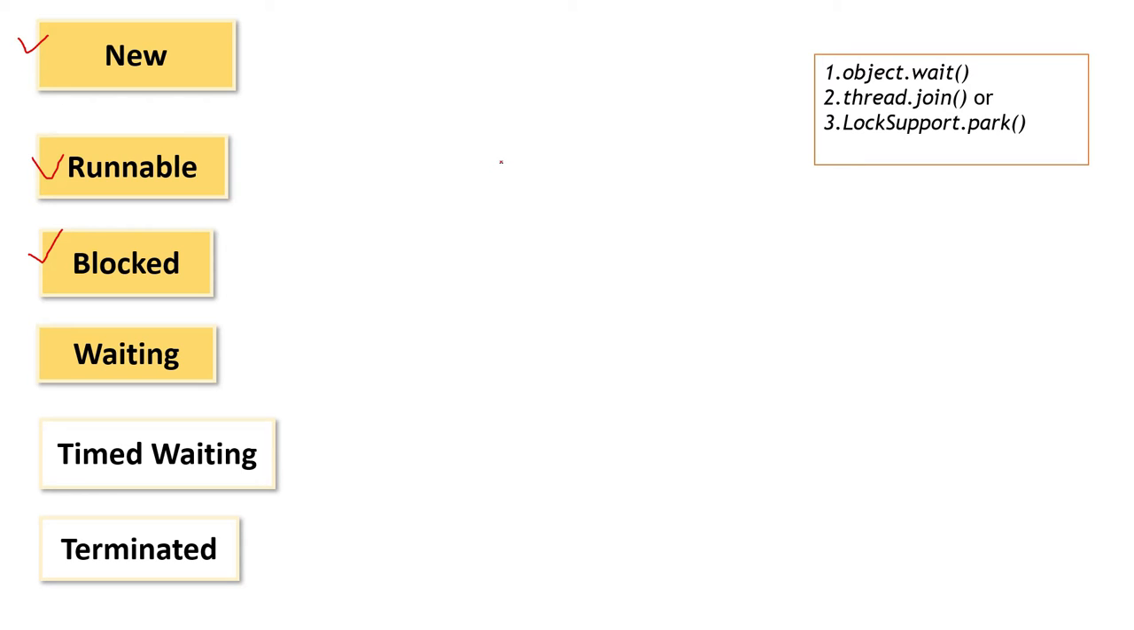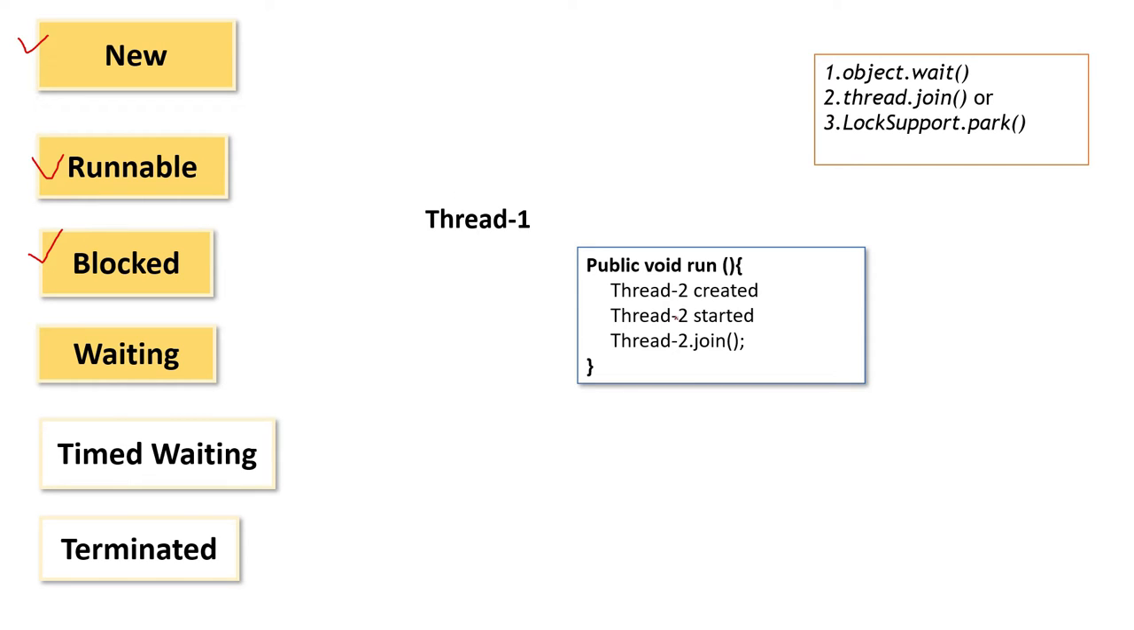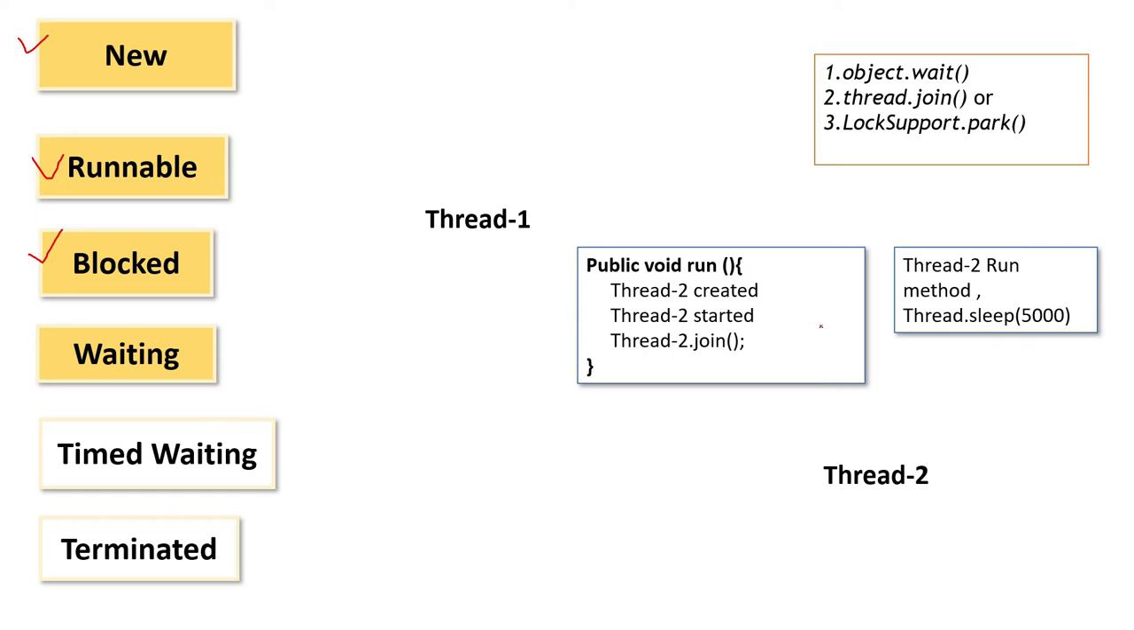So here, take one example. Suppose I have a thread called thread1. I have started the thread, and this is the run method it is performing. Inside this run method, I am creating another thread called thread2, and then I start that thread and do a thread2.join. This is thread2's run method, where I am doing a Thread.sleep for 5000 milliseconds.